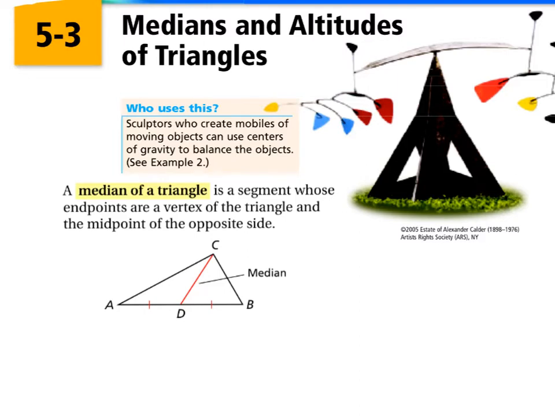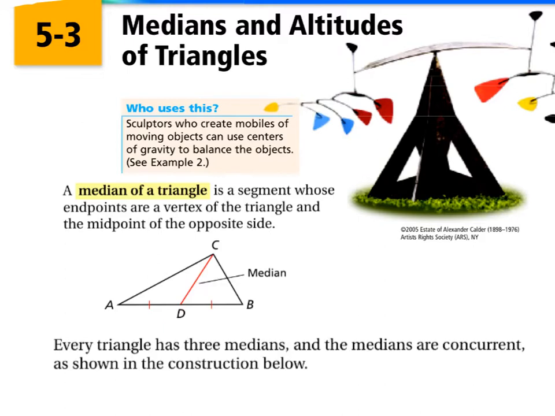The median of a triangle is a segment whose endpoints are at the vertex of a triangle and the midpoint of its opposite side. So the median, once again, is a segment that connects the corner, the vertex of one part of the triangle, to the midpoint of the opposite side. Every triangle has three medians, and the medians are concurrent, as shown in the construction below.